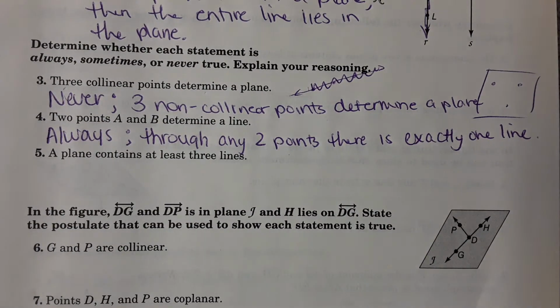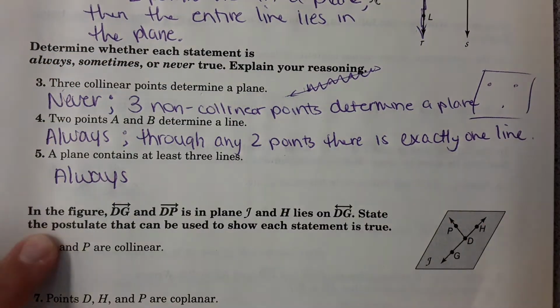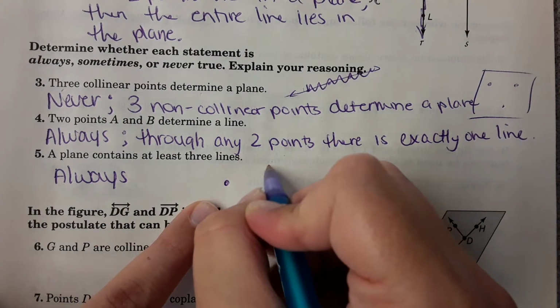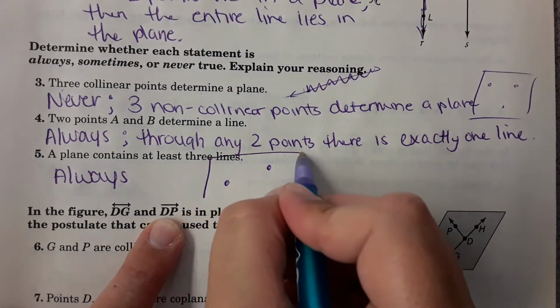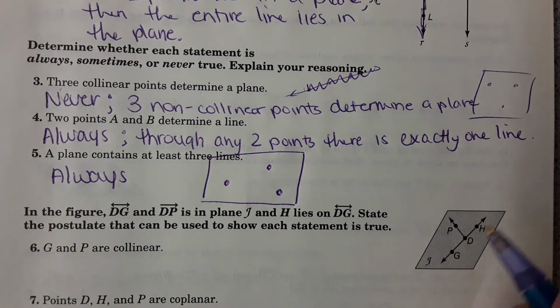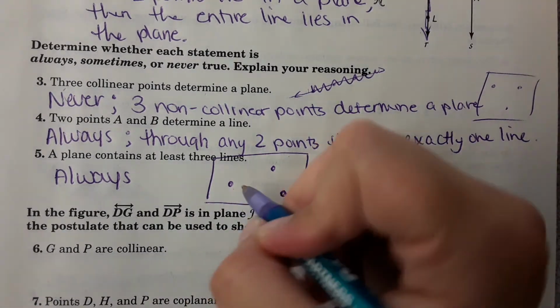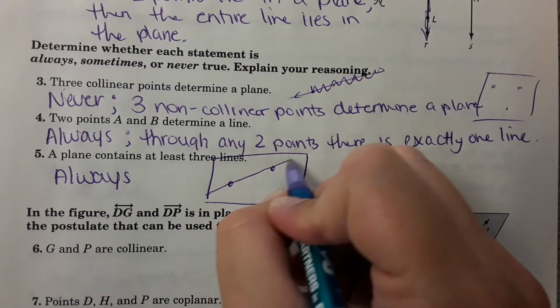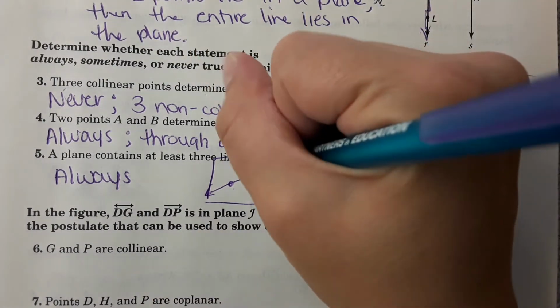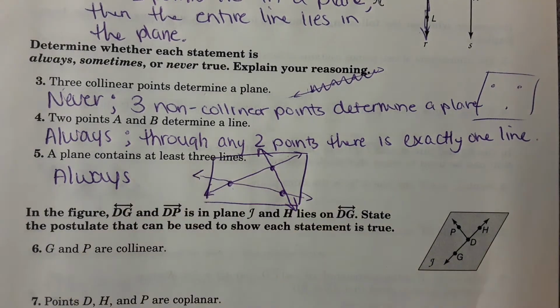Number 5 is a little bit more challenging because it has you kind of combine concepts. A plane contains at least 3 lines. This is actually always true, and I'll draw you a picture to explain. If you have 3 non-collinear points, it makes a plane. But for every 2 points, there's a line. So it's saying that a plane contains at least 3 lines. Well, we know it contains 3 non-collinear points, but look, for every 2 points, there's exactly one line. So we have a line here, we have a line here, and a line here. So yes, there are 3 lines.